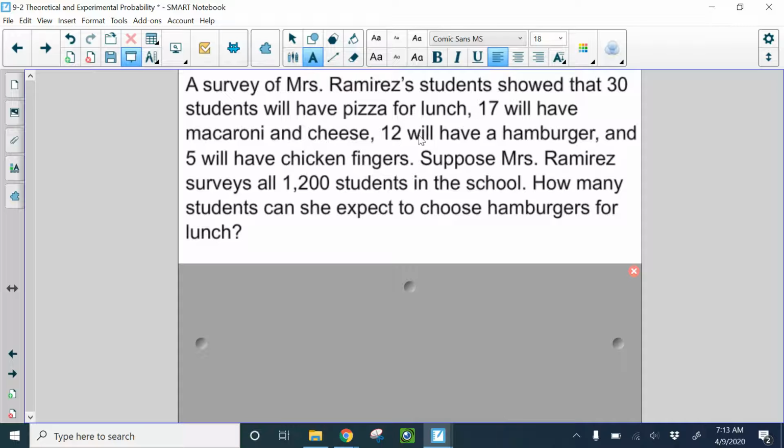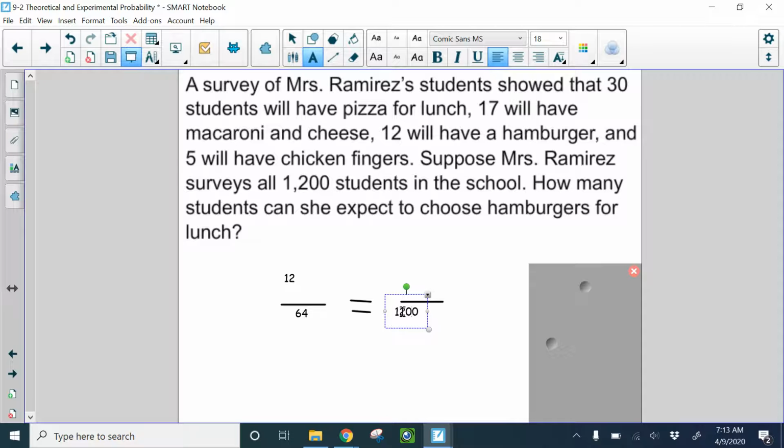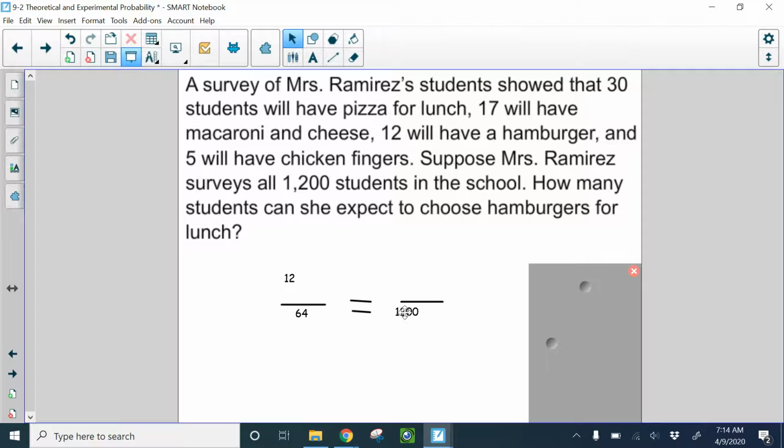Well, if I total up the 30, 17, 12, and 5, I do get that there are 64 total students. So what I could do is I could first write the probability of all the students that chose hamburger from her survey. So I can write 12 over 64. That could be one probability. But if I want to make that for out of 1,200 students, I can set up a proportion to find my equivalent ratios. So I can say on here that 12 over 64 equals some unknown number over 1,200.